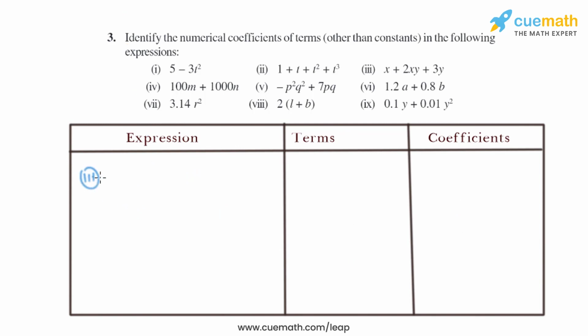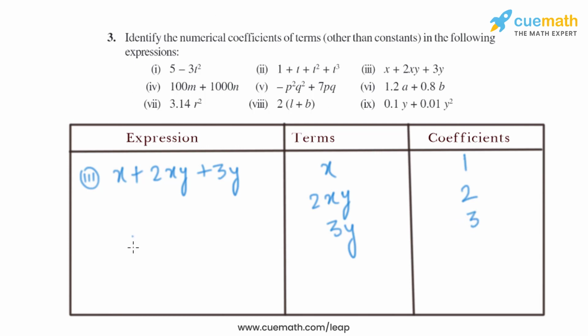The expression that is given in the third part is x plus 2xy plus 3y. So the terms are basically x, 2xy and 3y. In the first one x is a variable, so its coefficient will be 1 only. In the second one x and y are variables, so 2 is the coefficient of that because 2 is the constant term by which we are multiplying xy. Similarly in the third one y is a variable, so its coefficient will be 3. Now let's move on to the fourth part.